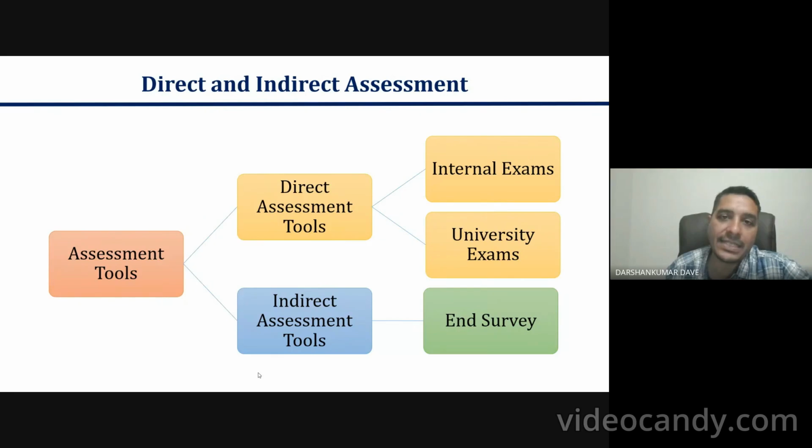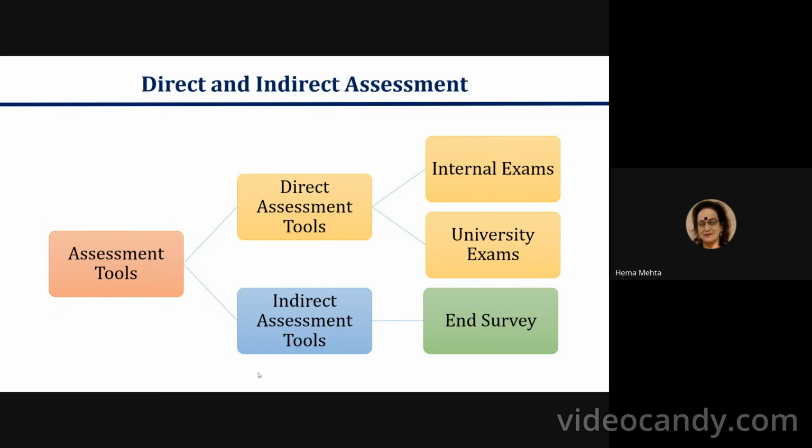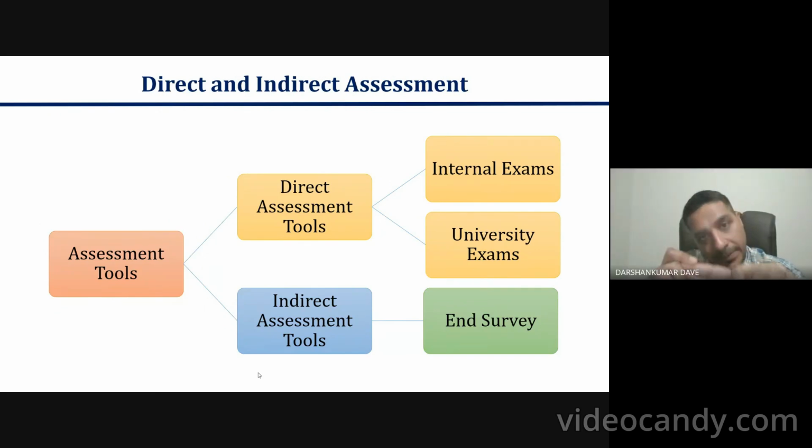Ideally, direct assessment tools are divided in two parts: formative assessment tools and summative assessment tools. In other words, they are called internal examination or continuous evaluation. That is what we call it. And the other one is external evaluation, or you may call it university examination, the semester end examination. So these two are ideal terms. It is not necessary that everyone should utilize only this.